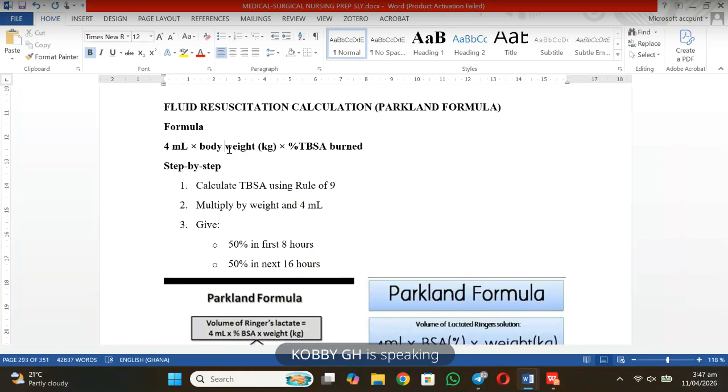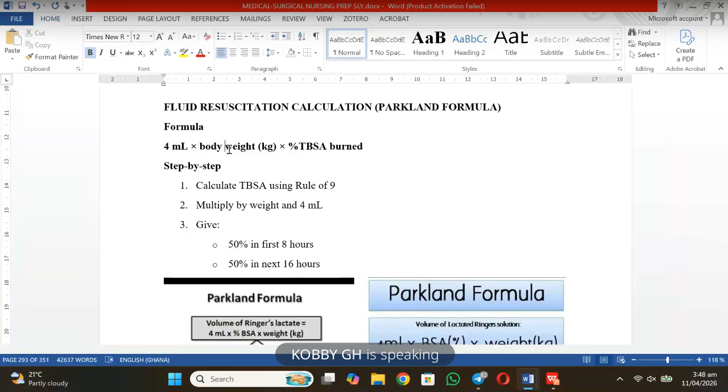Yeah, so where did you make the mistake? Yes, where did you commit the error? Yeah, you didn't multiply by the 4. So 4 times 70 times 20 will give you 5,600 mls. And then you give half of that in the first 8 hours. And the question required you to determine the fluid you administer in the first 8 hours.